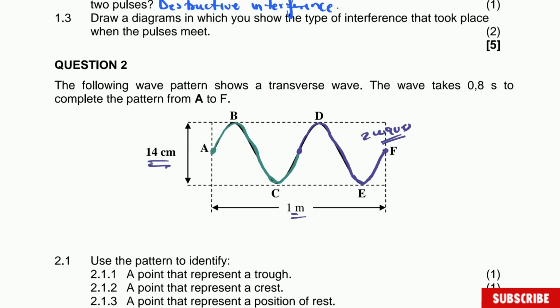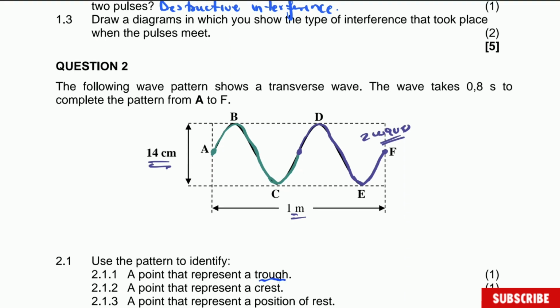Now use the pattern to identify a point that represents a trough. Remember, the troughs are points at the bottom, so in this case it will be C and E. Those two represent a trough. You select either of them, so I'm going to write C or E. Either of them represents a trough.